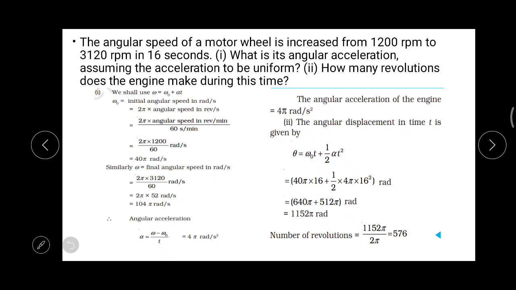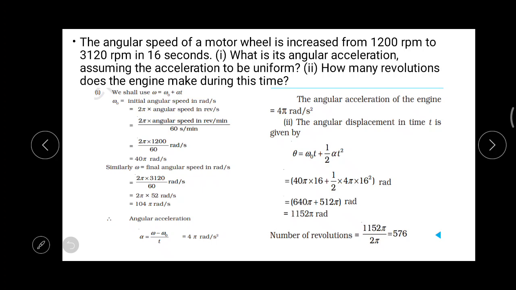Now we have to find its angular acceleration, assuming the acceleration to be uniform. So we are considering the acceleration to be uniform, so we can use these equations. Then, how many revolutions does the engine make during this time?